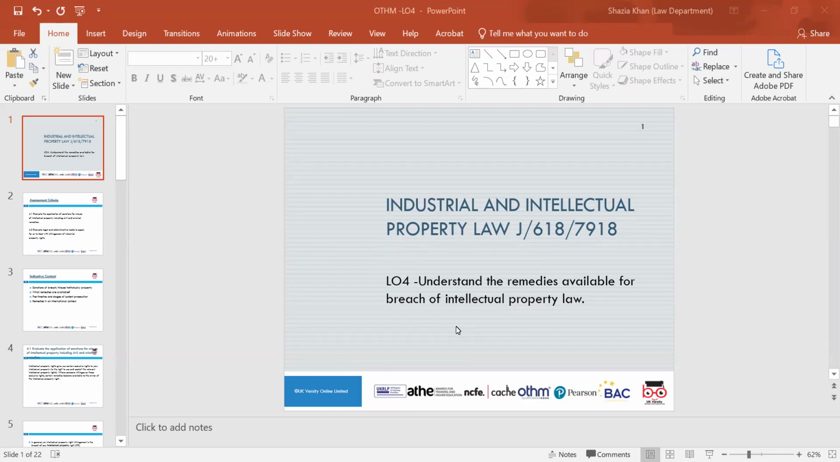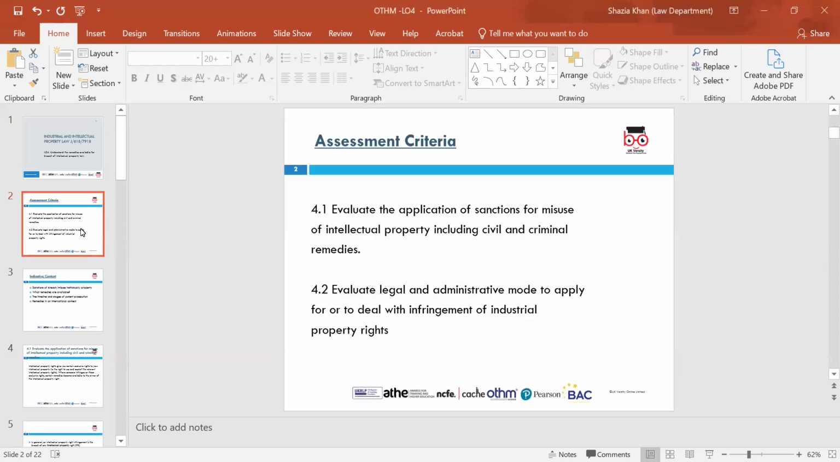So we're going to look now at learning outcome 4, which is to understand the remedies available for breach of intellectual property. So firstly, I'm going to go through the assessment criteria with you. This is the final learning outcome before we go through the assignment discussion, so you'll have an idea of what we'll be doing in regards to the assignment discussion.